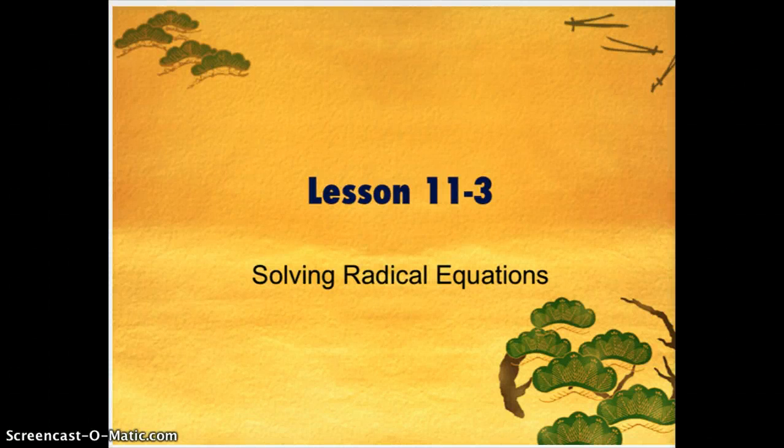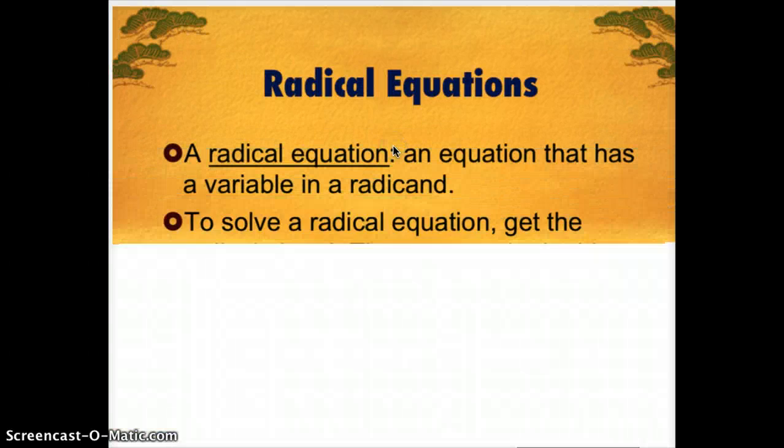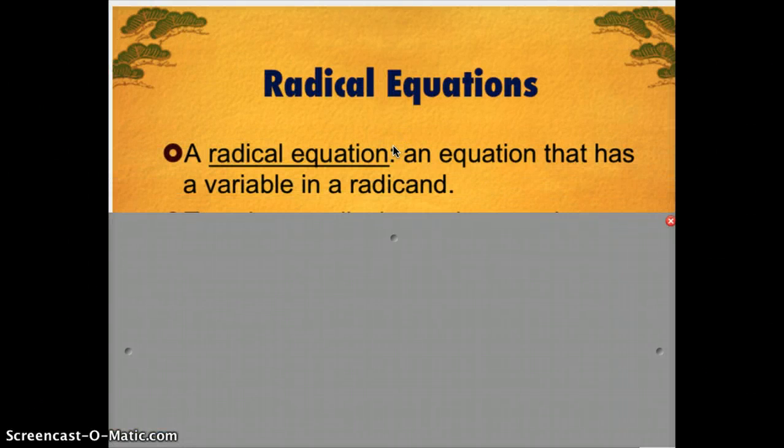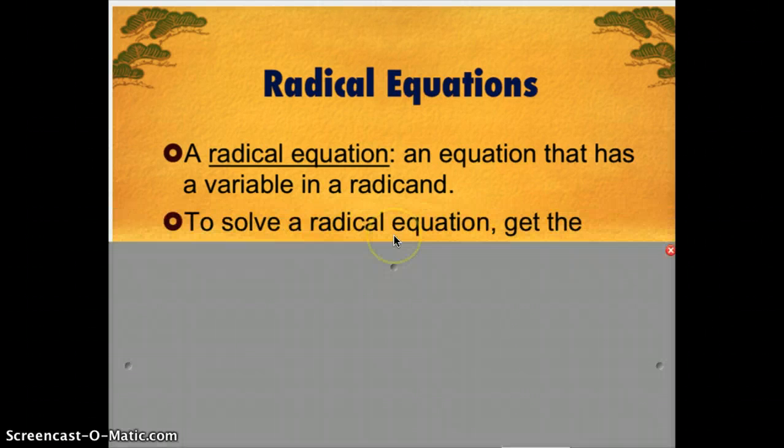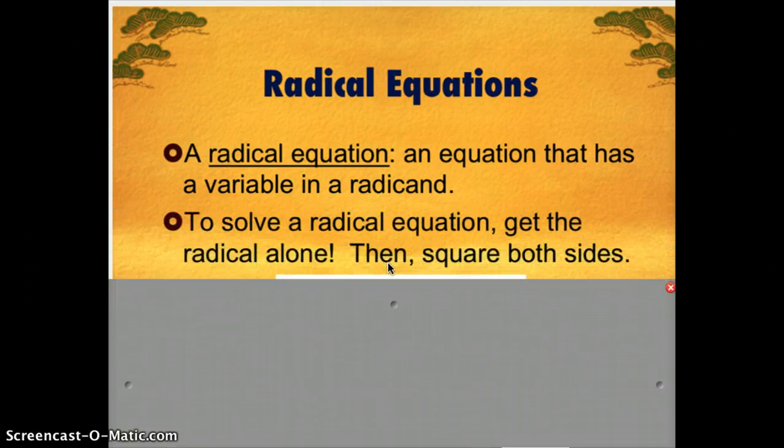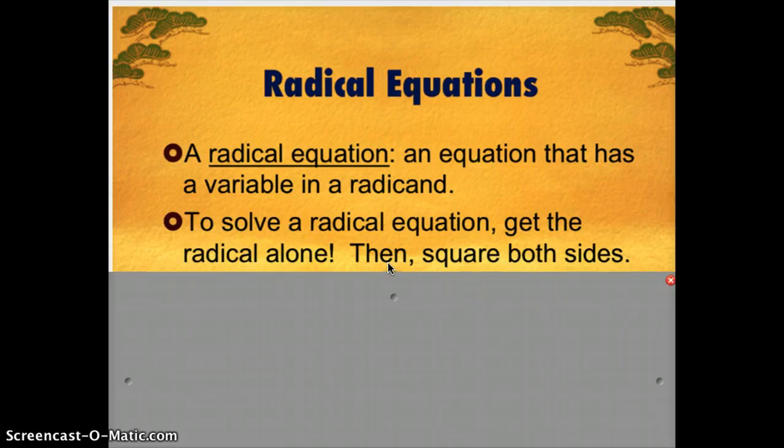Okay, this is lesson 11.3, and today we'll be solving radical equations. A radical equation is just an equation that has a variable inside a radicand, or under the radical symbol. It's part of the radicand. So when you're trying to solve a radical equation, you need to get the radical alone first, the whole radical alone, and then square both sides.